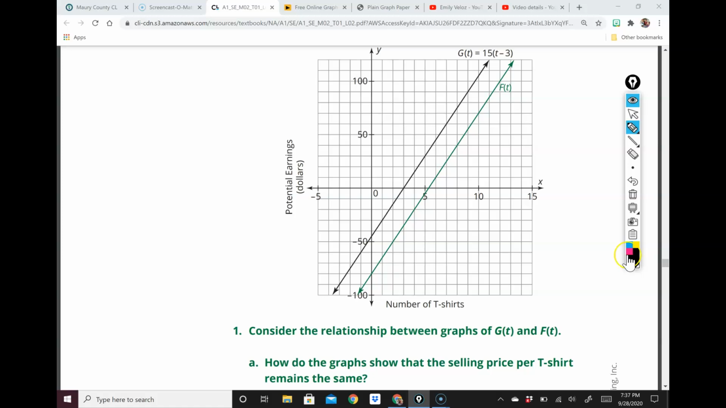So, here again, we're showing the same slope, rise over run, and so therefore we have the same selling price. So the slope is the same. The rate of change is the same. $15 is still the same.